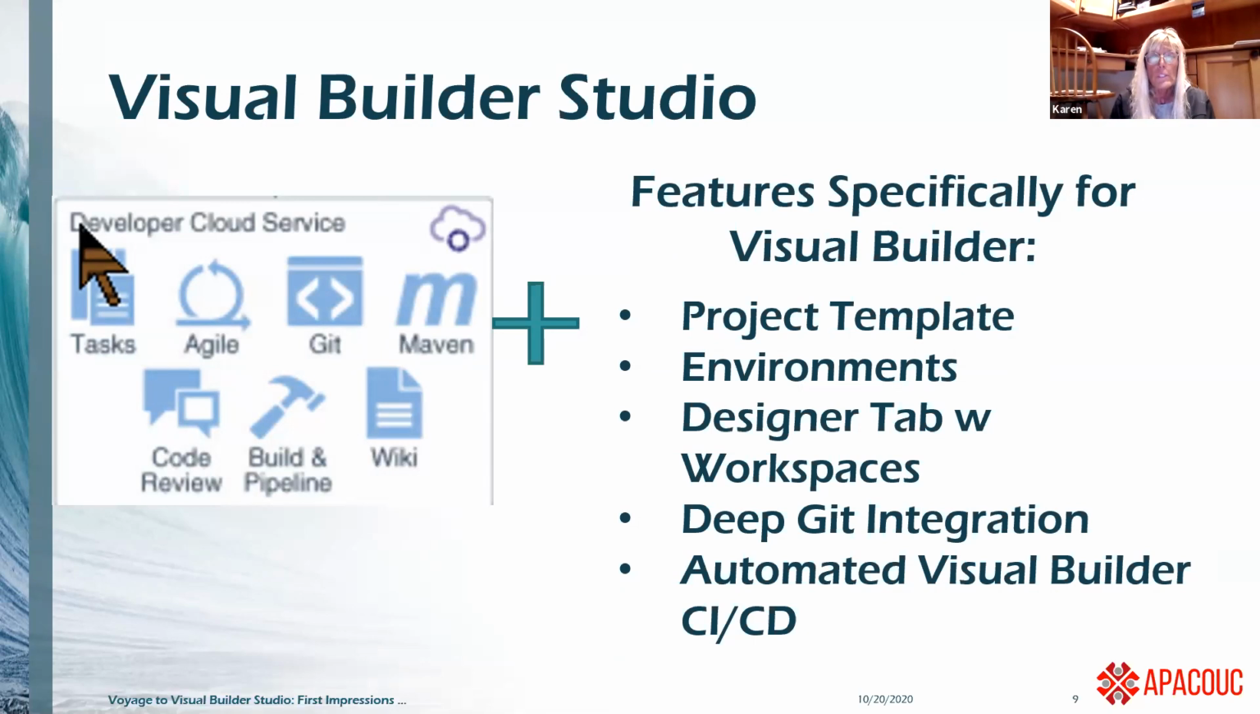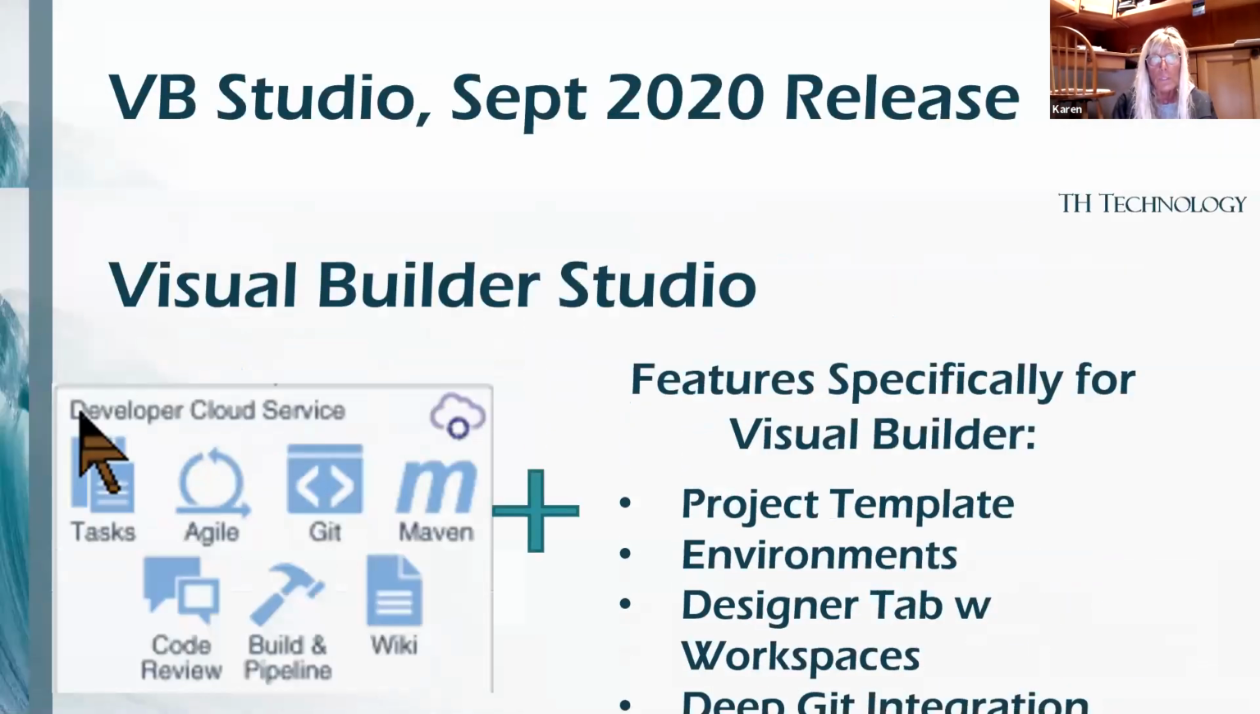Visual Builder Studio is Developer Cloud Service, and all the tasks in Agile and Git and code review and pipelines, plus specific features for Visual Builder: a project template, environments, the designer workspace, the Visual Builder designer with my own workspace, my own little playground, my own Git repository, my own branch. That is really cool. The Git integration, so I press a button and it says, okay, I'm going to do the Git commit for you. I'm going to do the merge. And things are automated. So it's really, really cool what they've done.